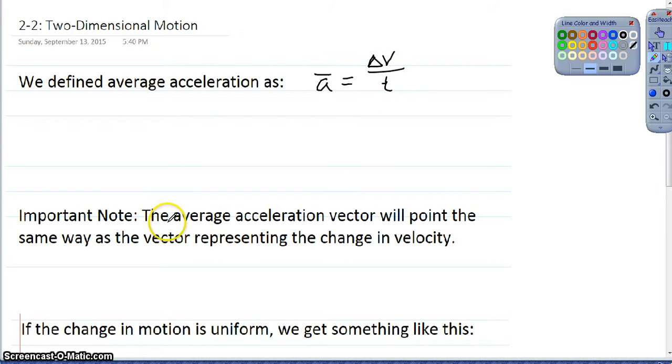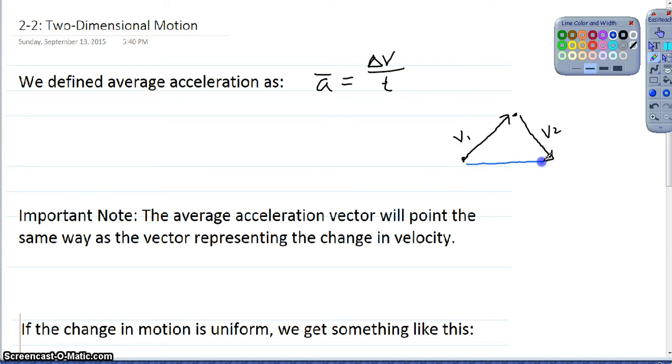And then I throw in this important note down here. So it is, and it's worth thinking about, right? The average acceleration vector will point the same direction as the vector representing the change in velocity. And maybe it's tough to kind of visualize that. We'll see a few examples in just a second. But really what that's saying is if I've got a velocity going this way, so if this is my first velocity, and then my second velocity ends up going this way, well, the acceleration vector is going to point in the same direction as that change in velocity.